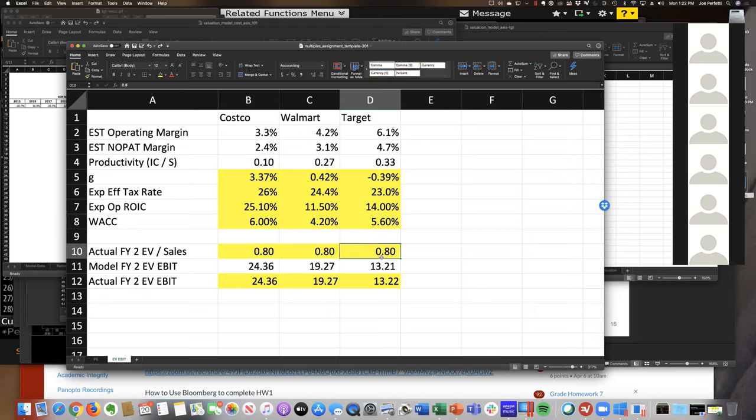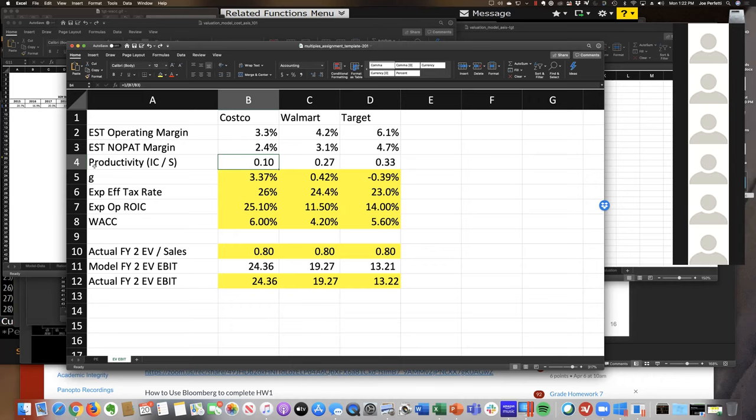So what really is helping Costco is not their margin. What people are really paying a lot for, EV to sales, is their productivity. Their productivity is a great equalizer because they're selling this with a lot less investment. By the way, here's the other reason why this number is important. So the multiples infer a productivity number.